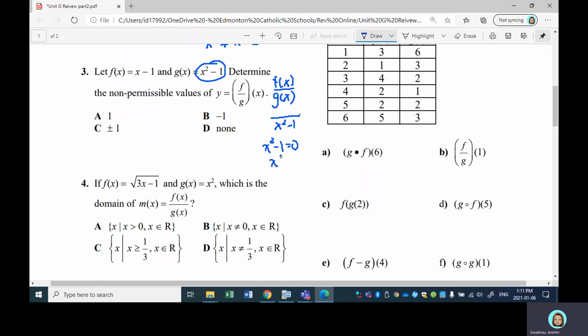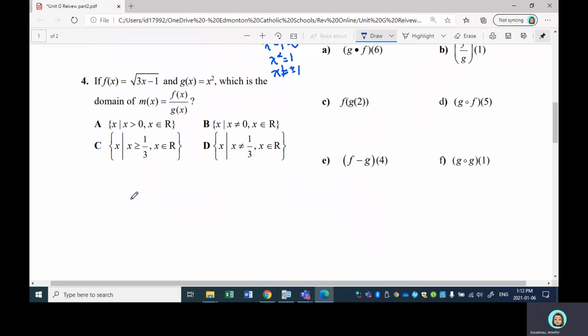That means x squared is equal to positive 1. When we square root both sides, we consider both the positive root and the negative root. So x cannot equal plus and minus 1. There's our non-permissible values. So really, while that is a division question, it's also just talking about rational functions and understanding what the non-permissible value is of a rational function.